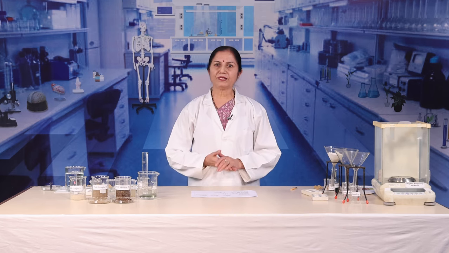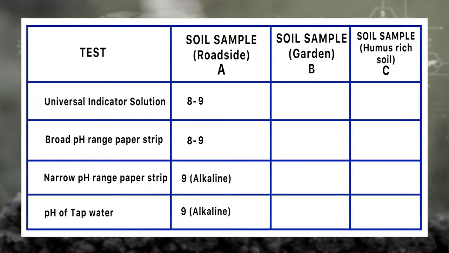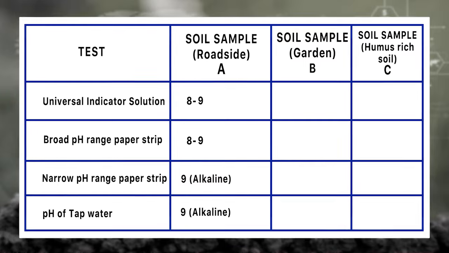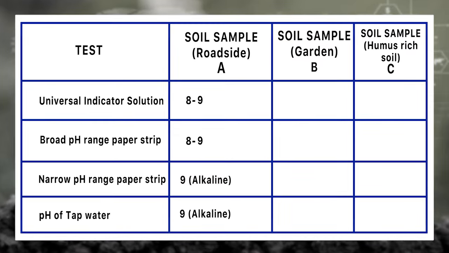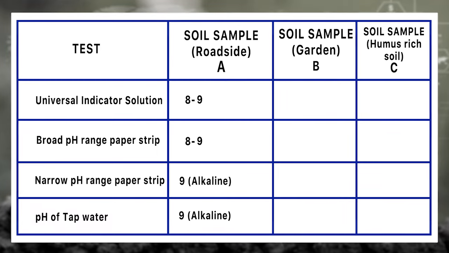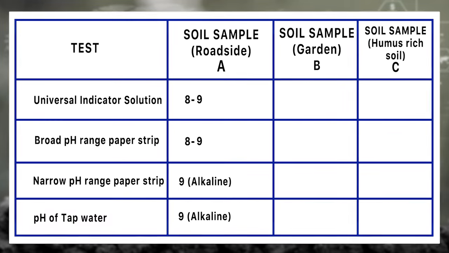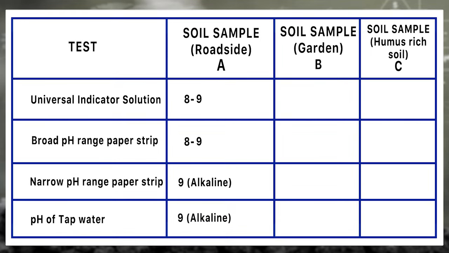It is evident from this table that the soil sample collected from roadside shows pH value in the range of 8 to 9. Using the universal indicator solution and broad range pH paper strip, pH was indicated as 9 using narrow range strip, indicating that the soil is alkaline. Similarly, note the pH of soil sample B and soil sample C.